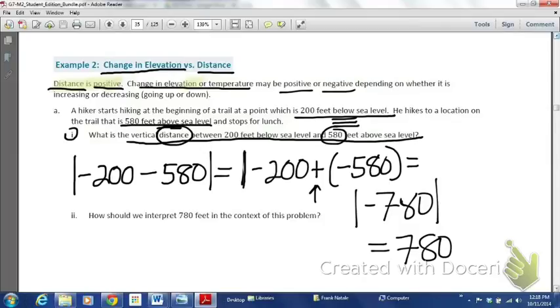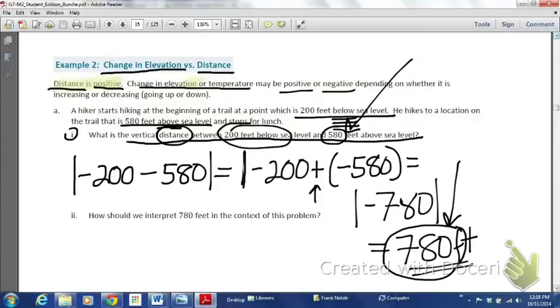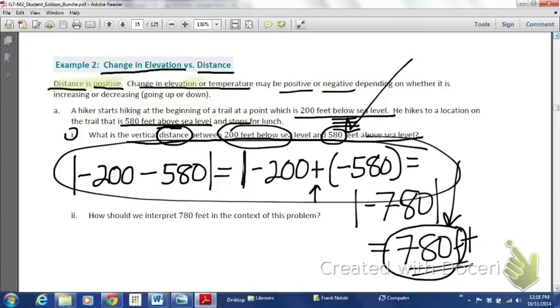So what we learn from this is that his vertical distance gained was 780 feet. Okay? Now, interesting because, again, he ended up at just 580 feet above sea level, but he still gained 780 feet in elevation because he started, of course, below sea level. Okay? Again, not so complicated when you just apply the formula. Apply the formula. All right?